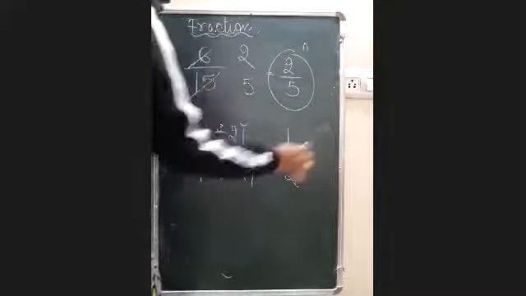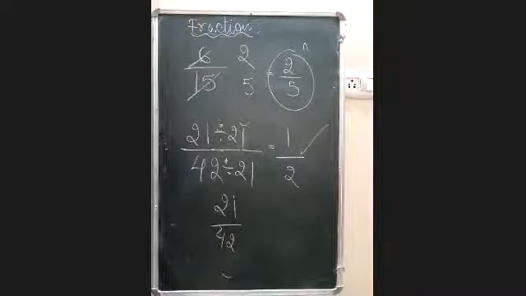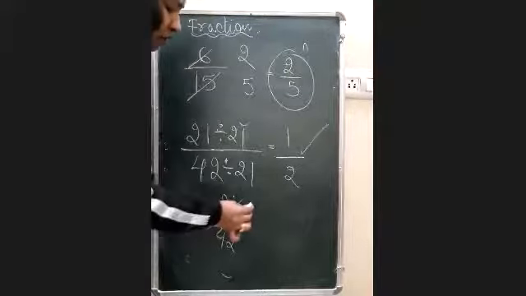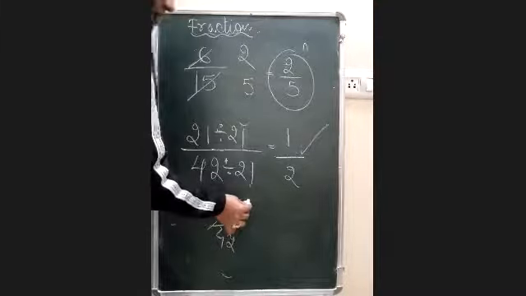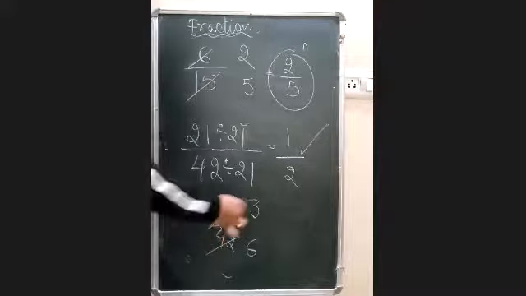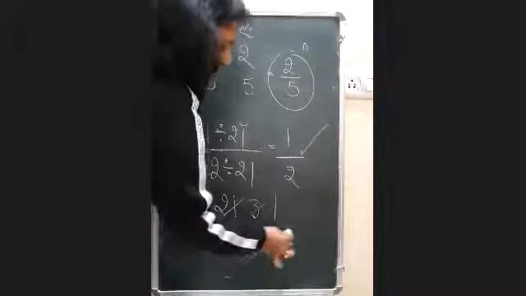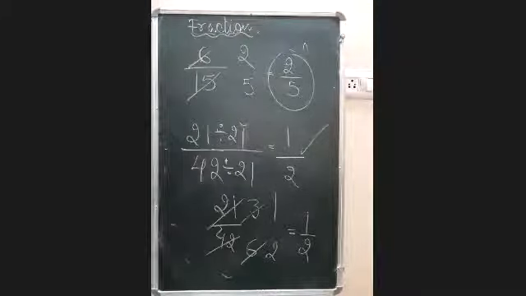This is one way, and another way is that 21 and 42 are both in the table of 3, or you can directly do it by 7 also. 7 threes are 21, 7 sixes are 42, and one more time, 3 ones are 3, 3 twos are 6, which will also give you 1 by 2. So remember, both processes are the same. Either you get 1 by 2 this way, or you can get it the upper way using the method of HCF.